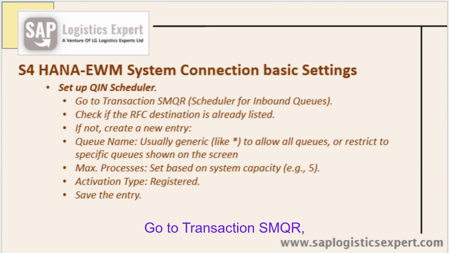Go to Transaction SMQR, Scheduler for inbound queues. Check if the RFC destination is already listed. If not, create a new entry. Queue name: usually generic, like asterisk, to allow all queues, or restrict to specific queues shown on the screen. QOUT Scheduler, define processing priority. Maximum processes: set based on system capacity, e.g., 5. Activation type: registered. Save the entry. Ensure the inbound scheduler is active, otherwise messages will remain stuck in inbound queues.